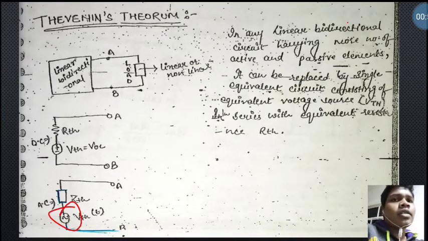So this is our Thevenin's theorem. First we need to know the definition of Thevenin's theorem. The definition says that any linear bidirectional circuit having any number of active and passive elements can be replaced by a single equivalent circuit consisting of an equivalent voltage source, that is VTH, in series with an equivalent resistance RTH.